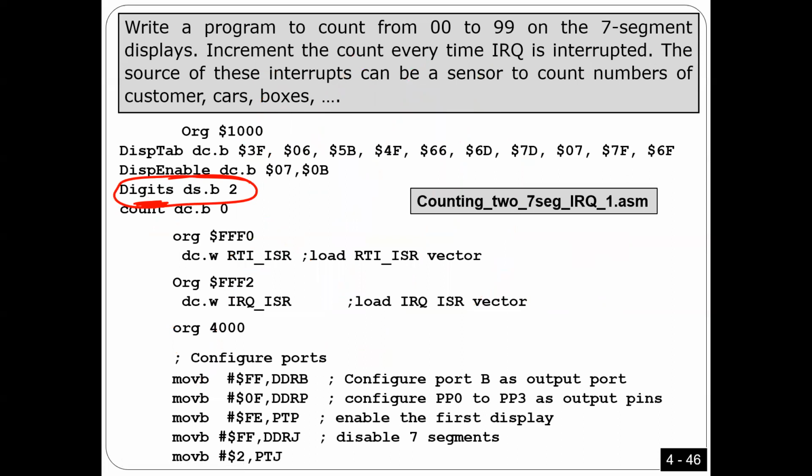As I told you, for example, this is the count. For example, if the count is 19, as you see here, guys, this should be 2 memory locations. 1 memory location at digits, and the second memory location at digits plus 1. This is the address, right? So the address digits should give you 1 byte. Digits plus 1 should give you another byte. Is that okay?